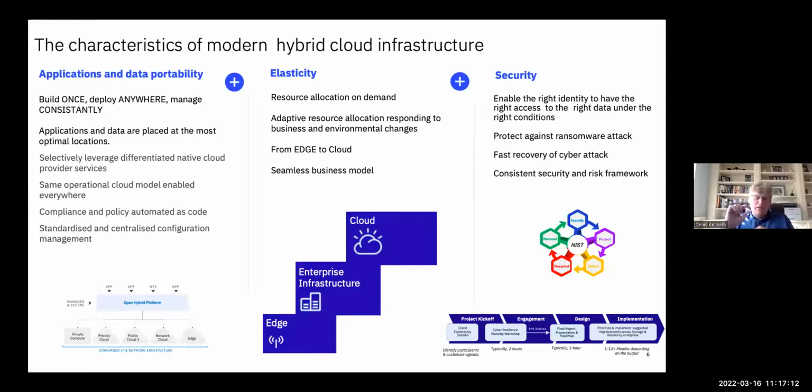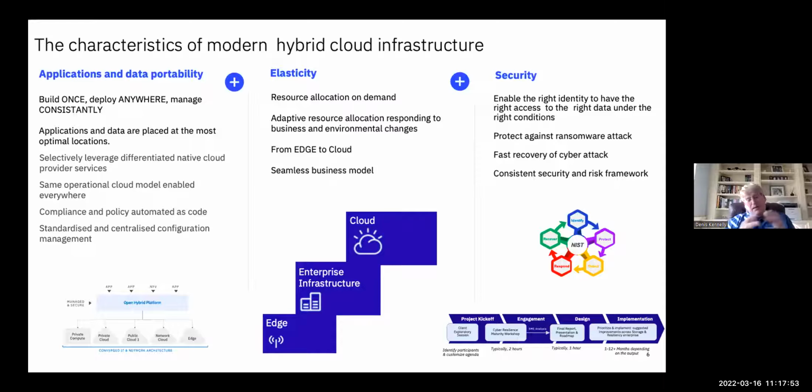And being able to place workloads and applications at the most optimal locations. If you have data latency requirements, where do you place the application relative to the data location? Where you want differentiated services, maybe some cloud service has a very unique capability you want, be able to selectively integrate those into the environment. And having an operating model that's consistent, both from an operations perspective and a security perspective, and be able to standardize on that. So really it's about how you deploy your applications in a consistent way.